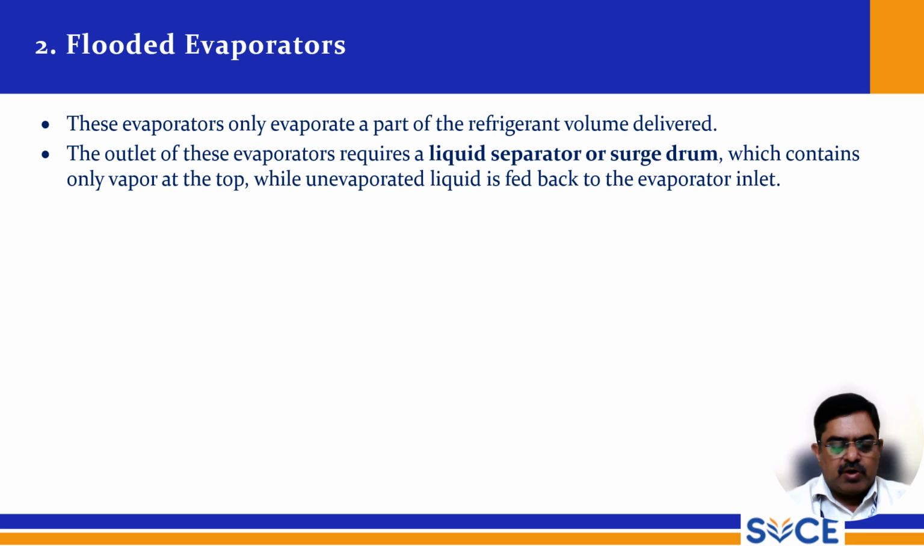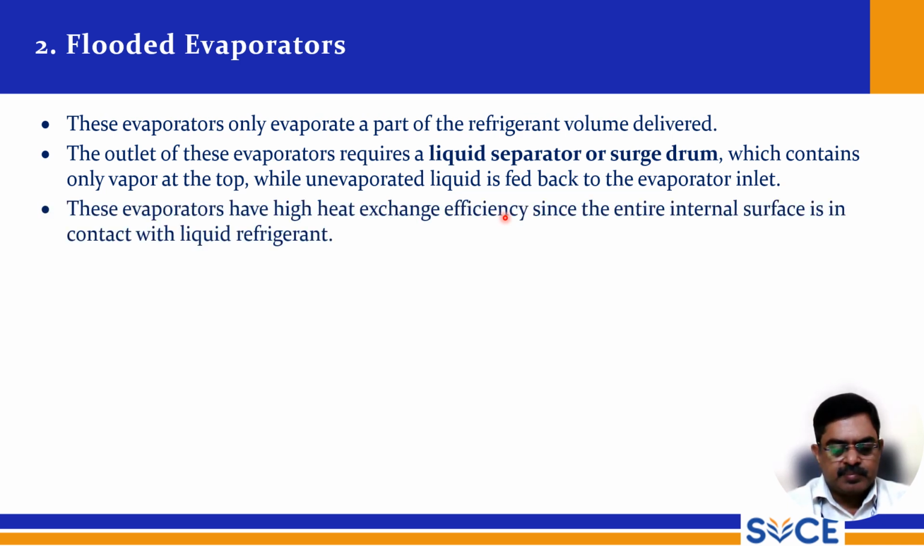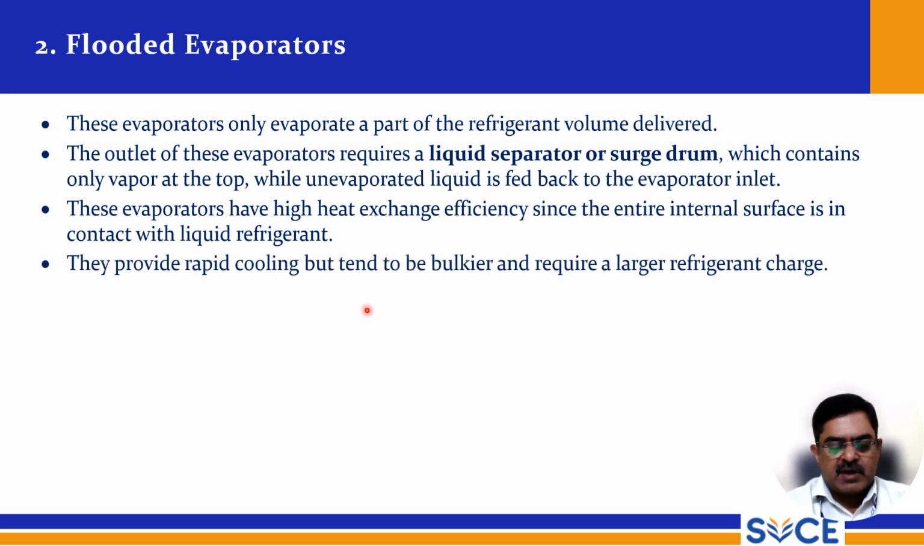So the next one is flooded evaporators. These evaporators only evaporate a part of the refrigerant volume that is delivered. The outlet of these evaporators requires a liquid separator or surge drum, which contains only vapor at the top, while unevaporated liquid is fed back to the evaporator inlet. So these evaporators have high heat exchange efficiency since the entire internal surface is in contact with the liquid refrigerant. They provide rapid cooling but tend to be bulkier and require a large refrigerant charge.